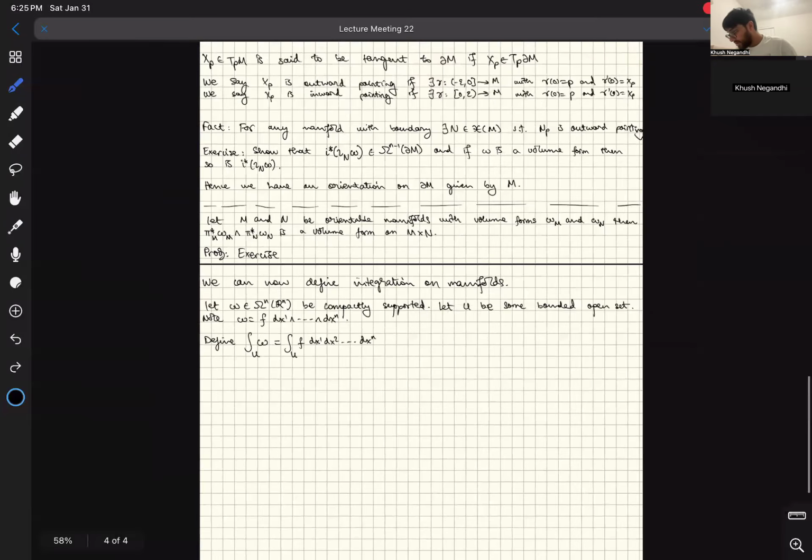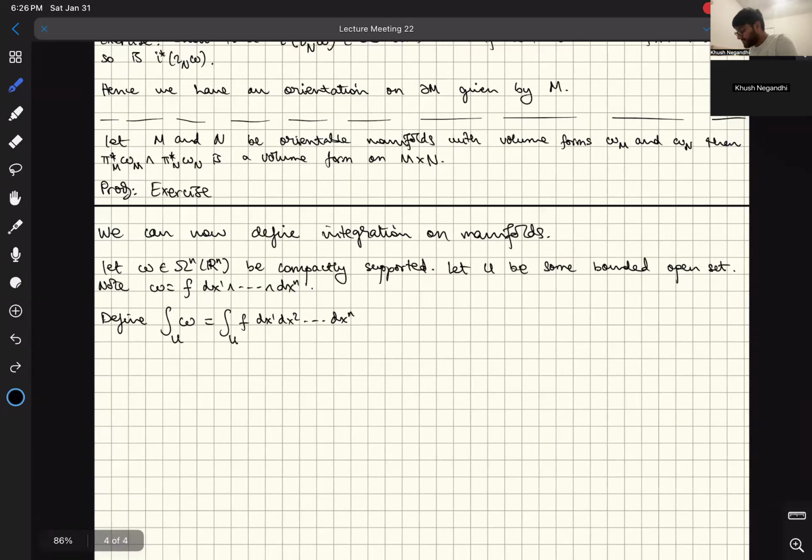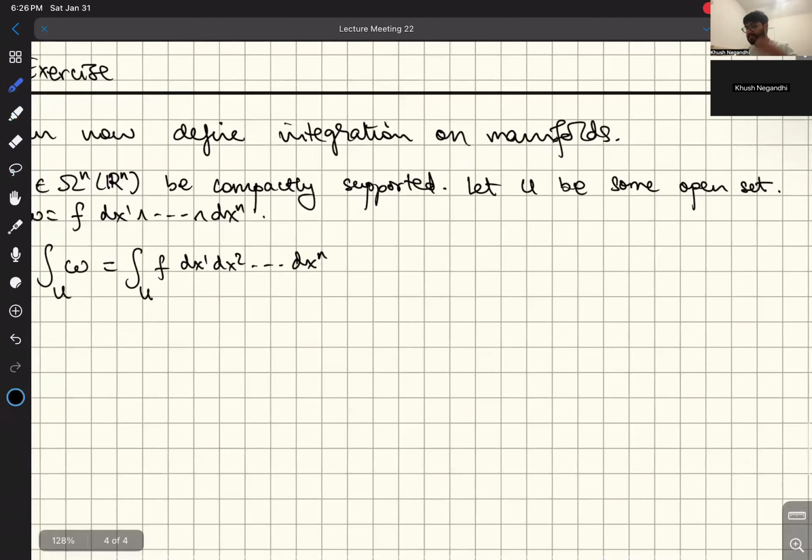Okay, and this we know how to do. I guess it doesn't really even have to be bounded. It just has to be some open set. And this is how we define integration. It's very simple.